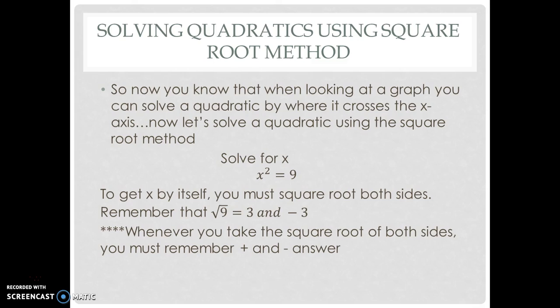So whenever you take the square root of both sides, and I would write this part down with the asterisks, you must remember the plus and minus sign, positive and negative of the answer. Okay, that's important. Write that part down.